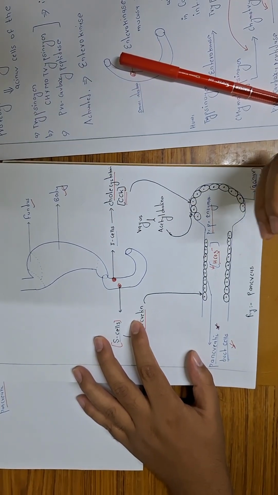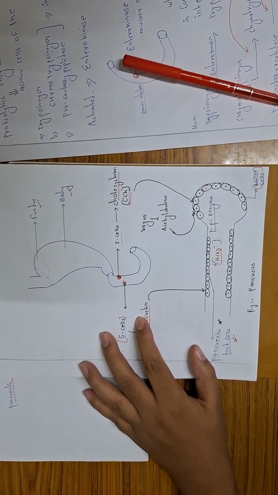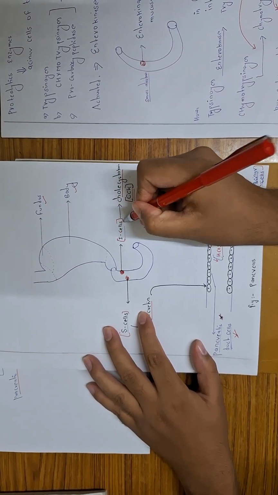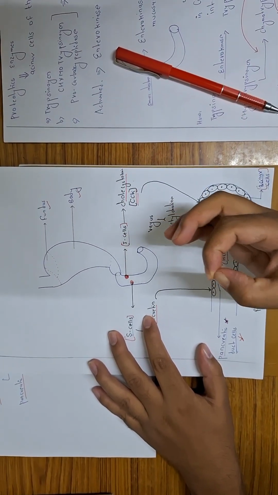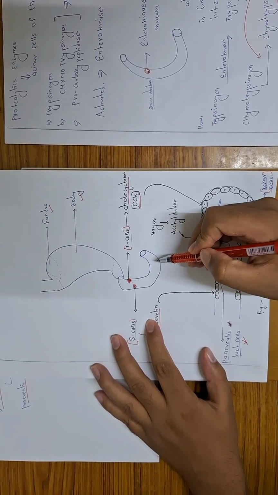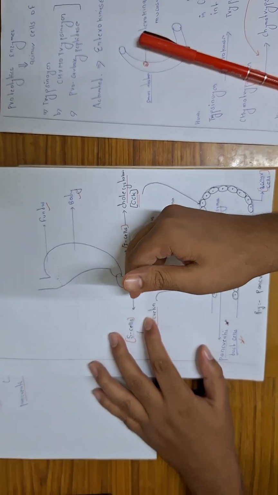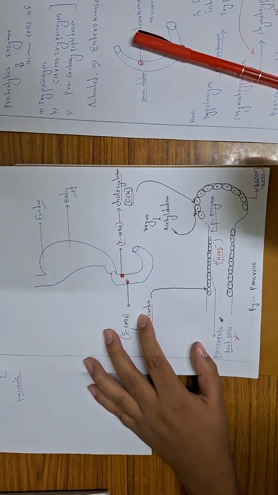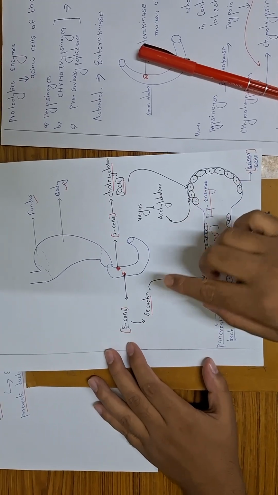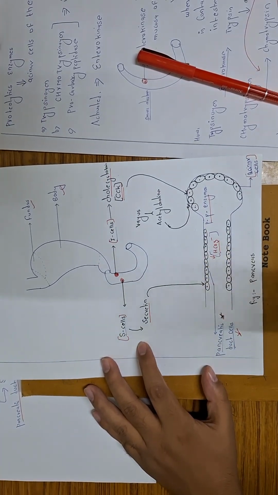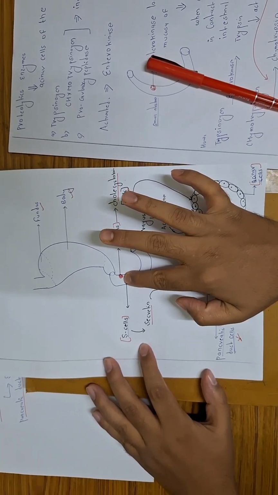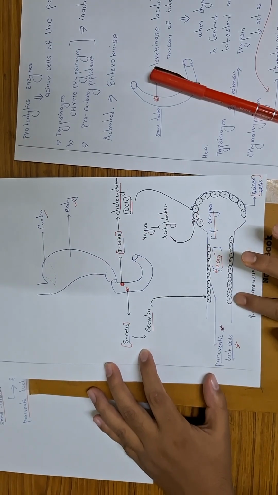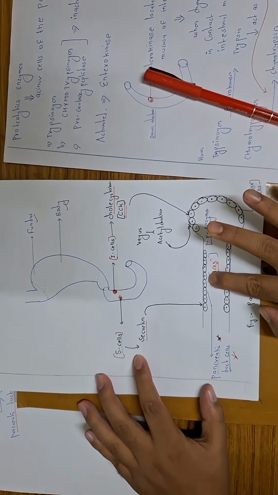Cholecystokinin is a gastrointestinal peptide, and this cholecystokinin is produced by I cells, and these I cells are located in the mucosa of the small intestine. In the same way, S cells are also located in the mucosa of the small intestine, and this S cell produces secretin, and this secretin acts on the ductal cells of the pancreas.